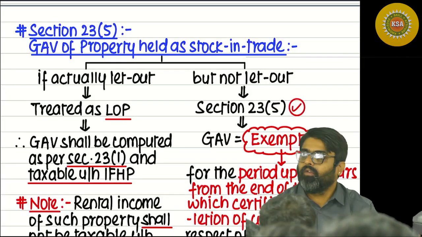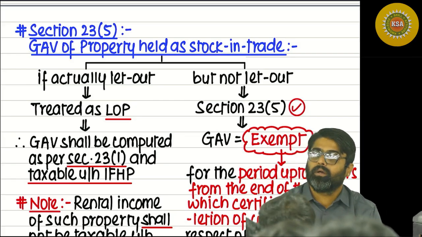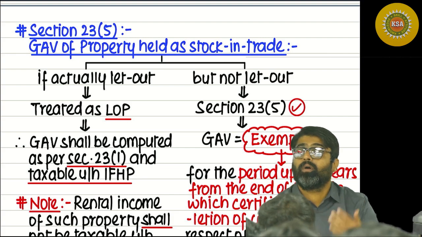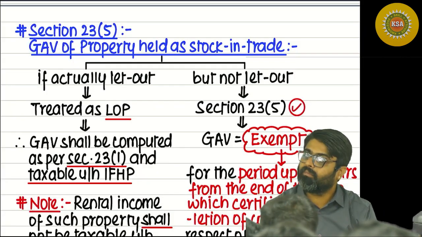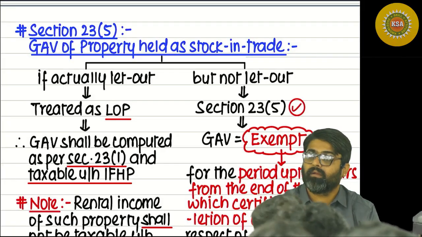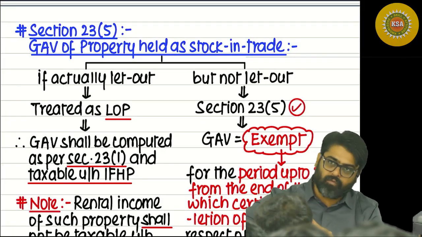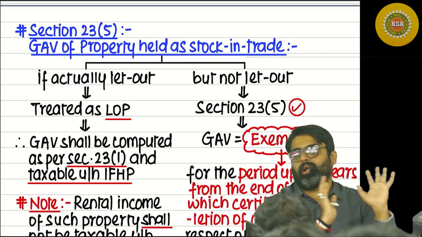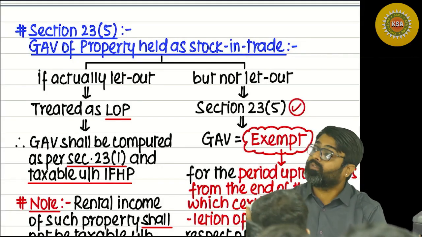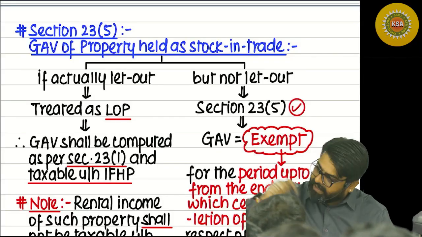Now tell me, if you are in that business and you have some properties and you are giving those properties on rent, are you in the business of giving properties on rent? Or are you in the business of buying and selling, constructing and selling? After selling the property, whatever income you get will be taxable under the head PGBP. Your business is not to give the property on rent.